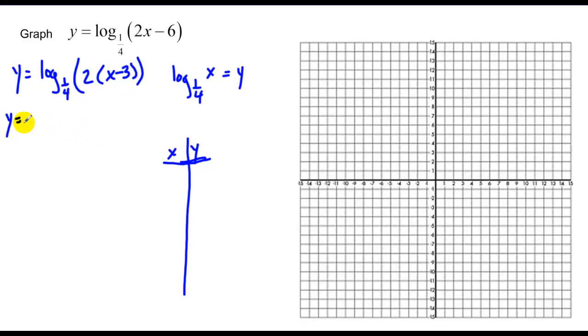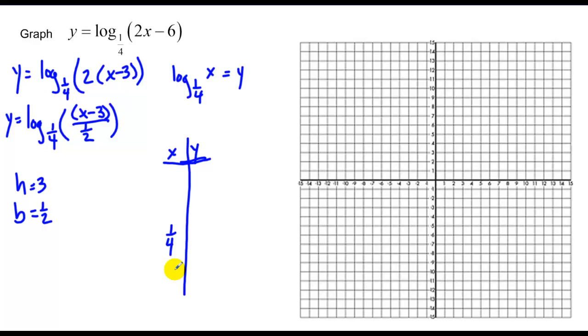So y equals log base 1/4 of x minus 3 over a half. So identifying our terms, we have h equaling 3. Our b value is equal to a half, so that's our x multiplier. And now we're picking powers of a fourth. So certainly 1/4 is a power of a fourth. What power of 1/4 is 1/4? That's 1. Well, if I square 1/4, I get 1/16, so I'll pick 1/16.